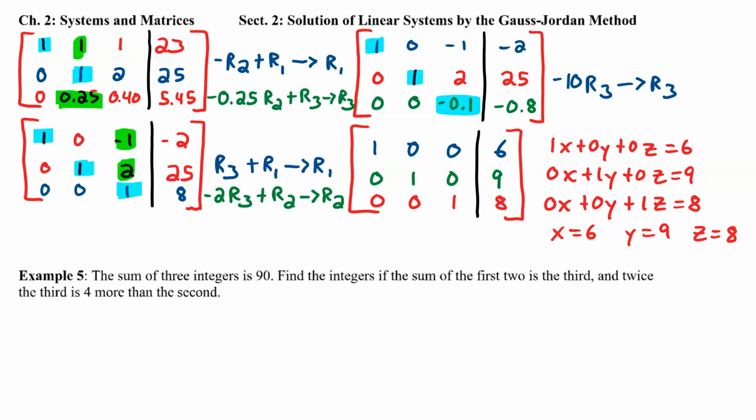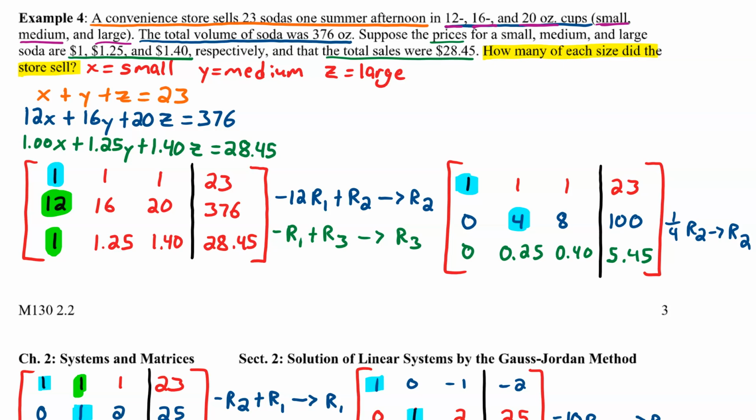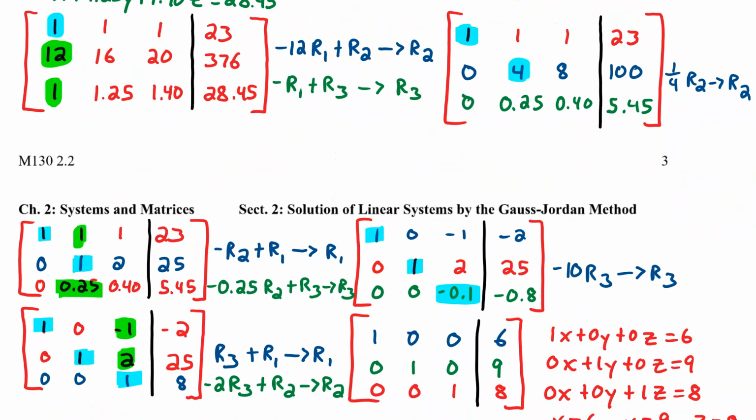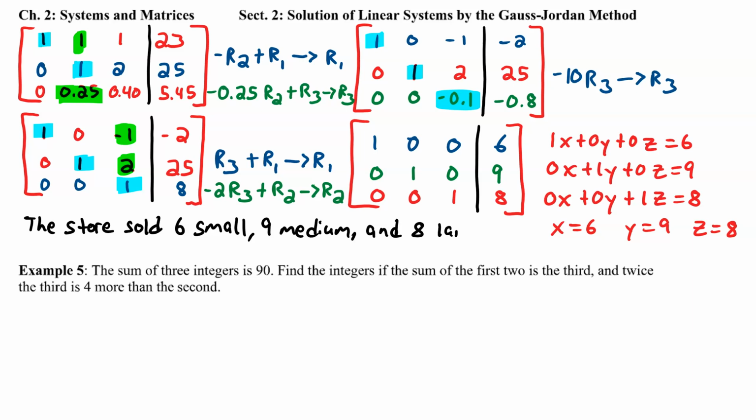So if we remember, this problem was looking at a convenience store selling different sizes of soda. So we said, if we go back up and check, X, Y, and Z were the different sizes for those sodas that they were selling. So we said X was our small size, Y was our medium size, and Z was our large size. So we would say that the store sold 6 small, 9 medium, and 8 large sodas. So that would be our final answer for this word problem.